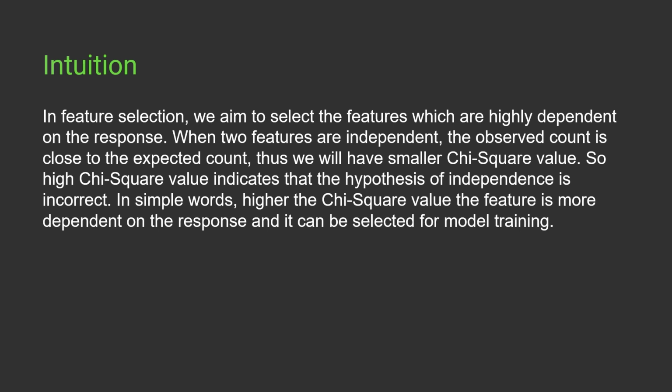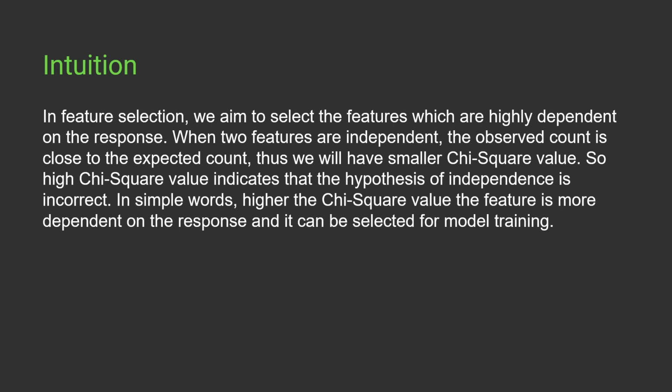Because we'll have a small numerator, and the expected value is as it is. So observed minus expected will be a very small value if both of these values are similar, and they will be very close to each other when the features are independent. So the smaller the value, the more the independence of the features. We want a high value, which will state that independence of the two features is not present. That means those particular features will be dependent on each other.